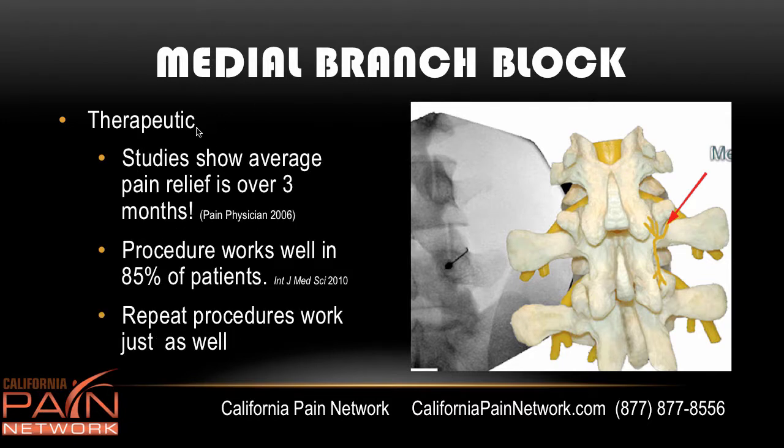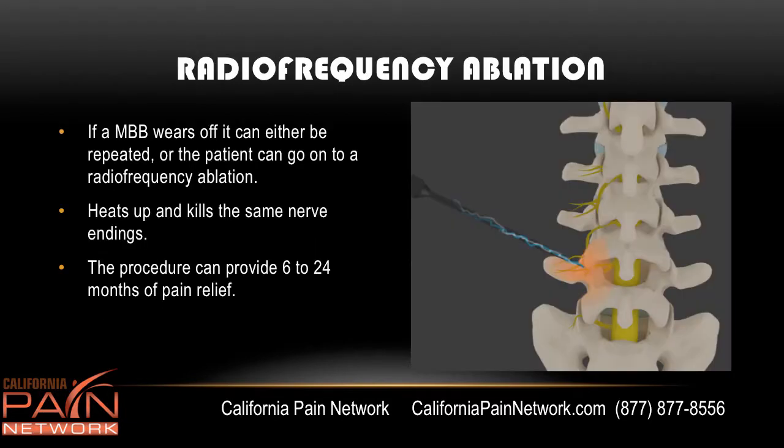So for medial branch blocks, studies show that the average pain relief is over 3 months. The procedure works well in 85% of patients, and if it wears off, you can go on to the radiofrequency ablation or just simply repeat the procedure. And then if you do go into a radiofrequency ablation, as mentioned, you put the catheter in the same area, you deaden these nerve endings, and that gives consistent pain relief for 6 to actually 24 months. Those nerve endings can potentially grow back, and then you can just do it again, in the back or the neck.